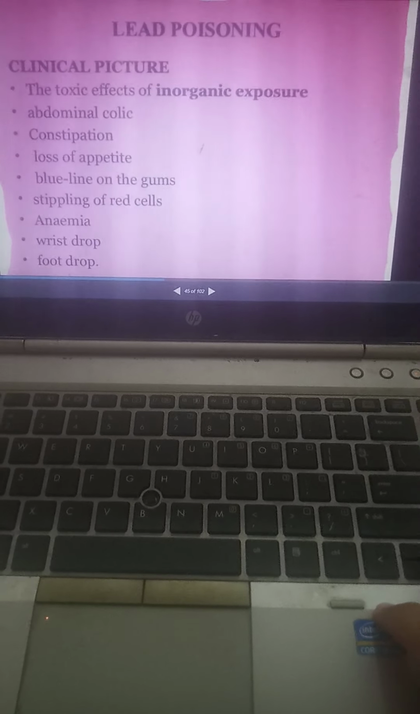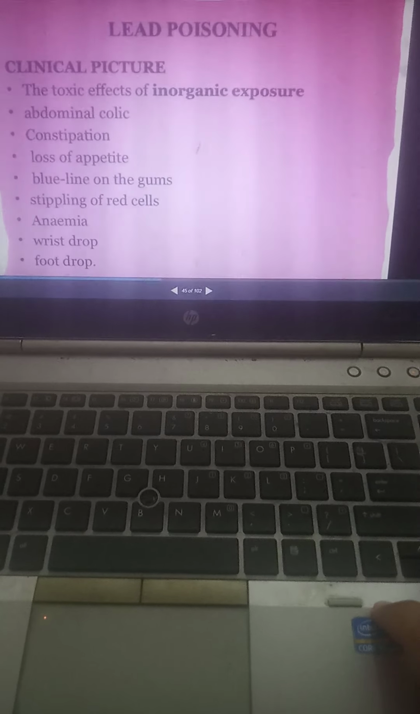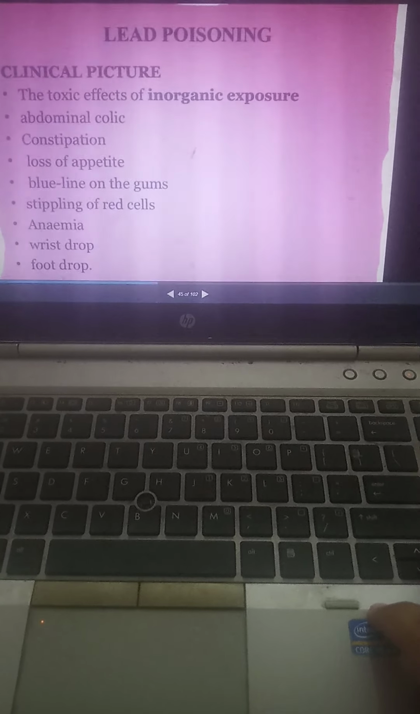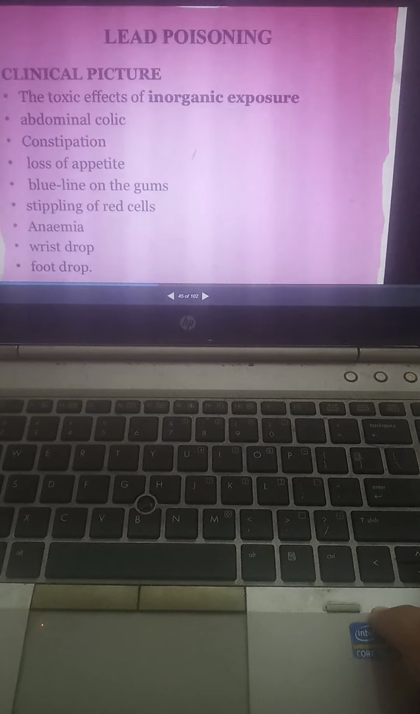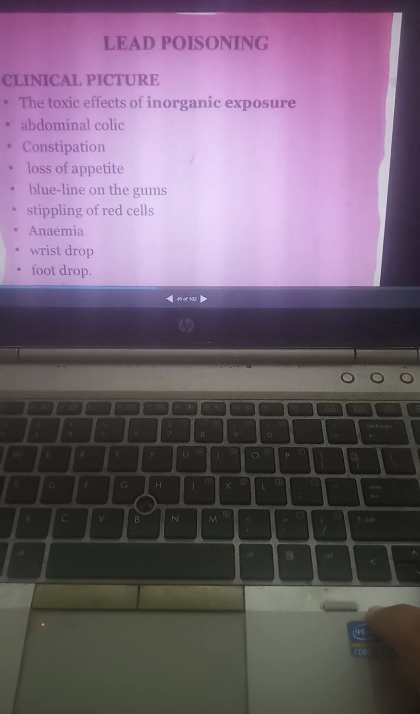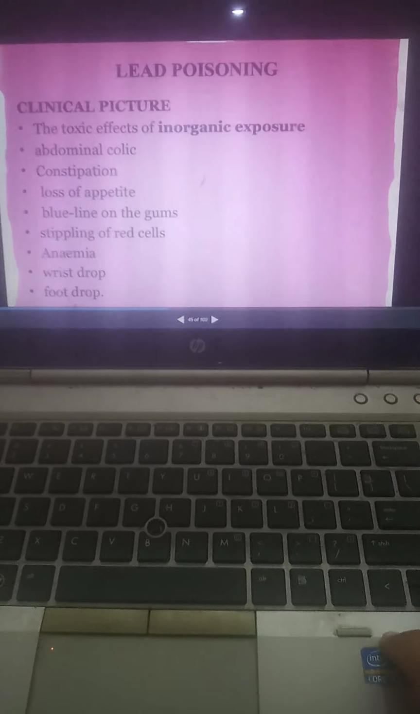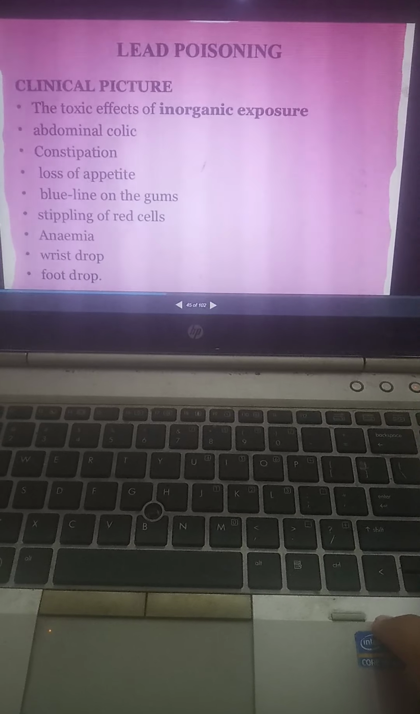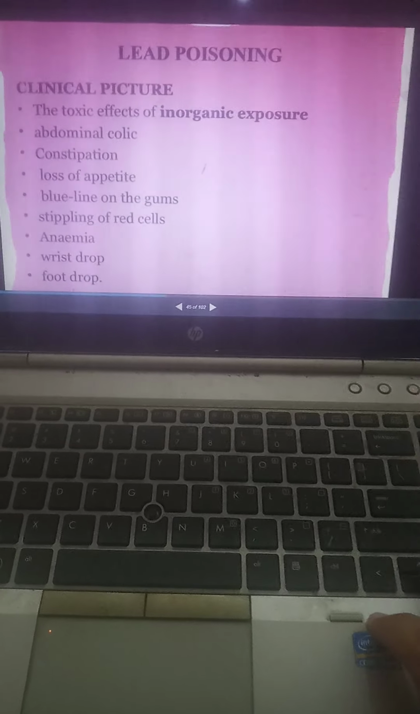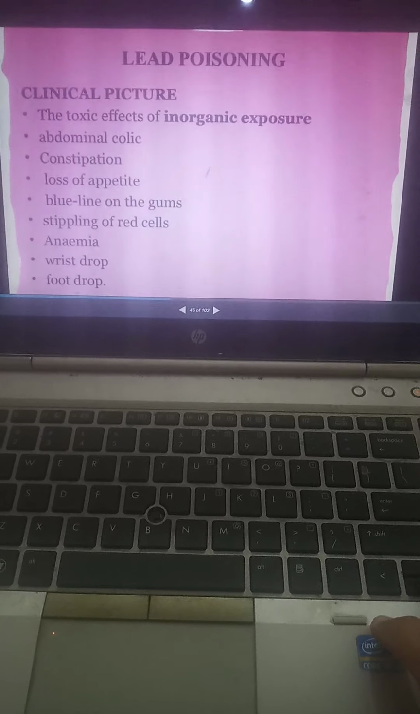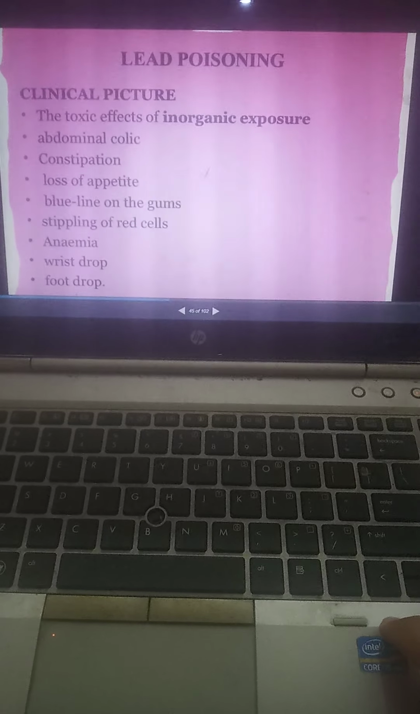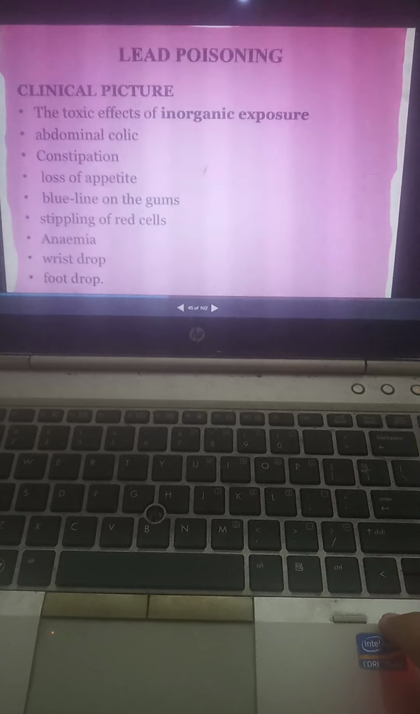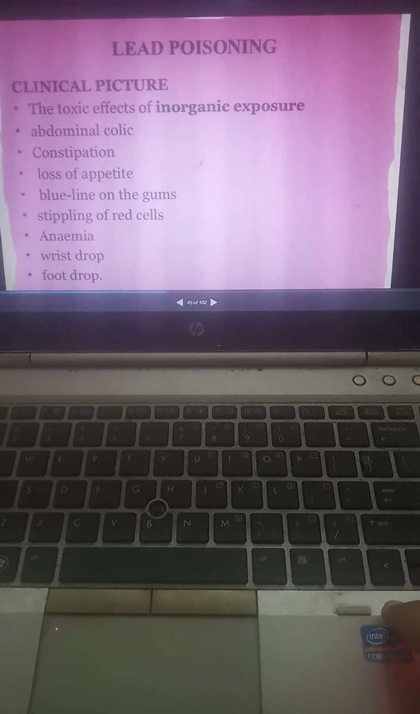Now, at times in the paper a scenario comes that a patient presents with foot drop, and on peripheral blood film stippling of RBCs is seen, or a blue line on the gums is clinically seen. In that case, you should think of lead poisoning and proceed with your answer as lead poisoning. It is very important. Occupational health questions are usually scenario based. You are given a scenario on the health of a worker, and then you have to decipher the disease involved and you have to give preventive measures.